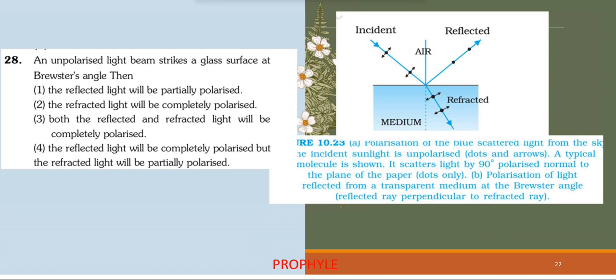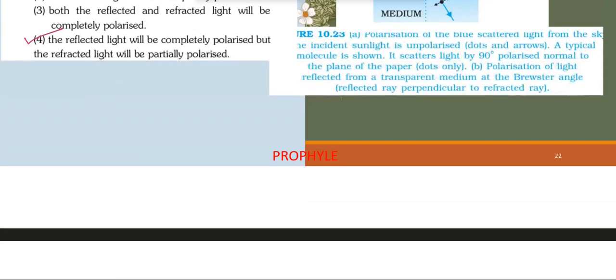And look at this. This is based on an unpolarized light beam striking a glass surface at Brewster angle. Then reflected light will be completely polarized. This is a diagram based question. This diagram is there in NCERT. Completely means we are having either dot or only dot components here. But refracted light is partially polarized. Of course, the angle between them will be 90 degrees. That was not asked, but this option is this fourth option.